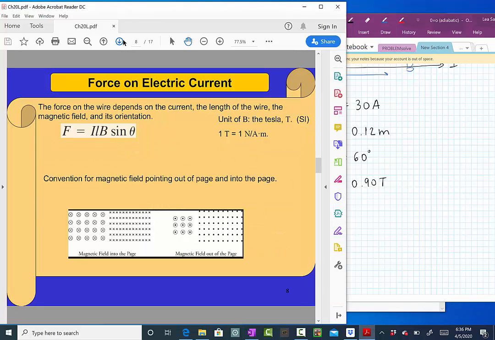The next slide is just to repeat what we already talked about a lecture ago, which is this choice of notation when we want to say that something is going into the page or out of the page. If the magnetic field is going into the page, we denote it with these crosses, which is like an arrow going into the page. If the magnetic field is coming out of the page, then we denote it with these dots. So it's like the tip of the arrow, and here is the tail of the arrow. Okay, so this is enough for this lecture.